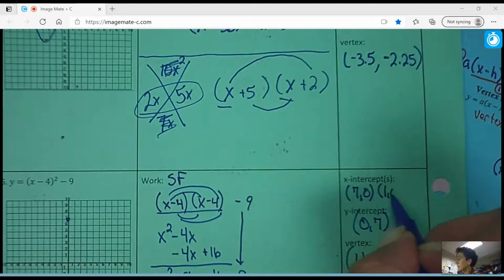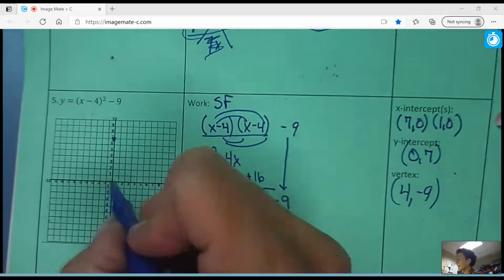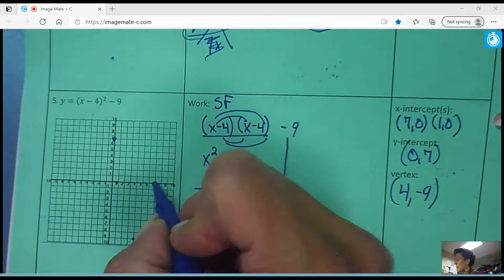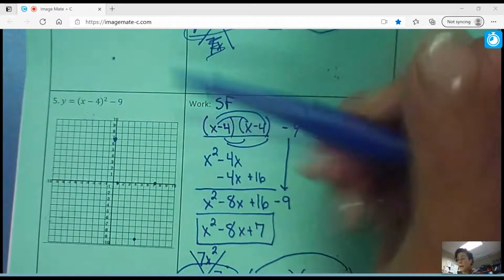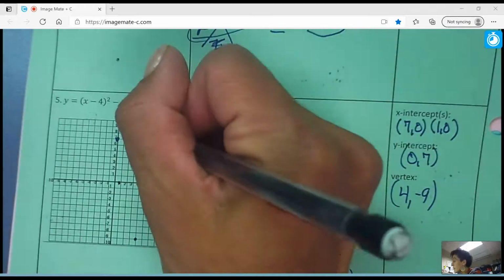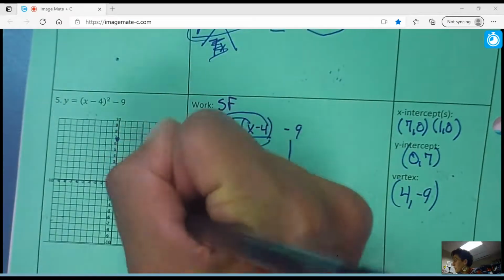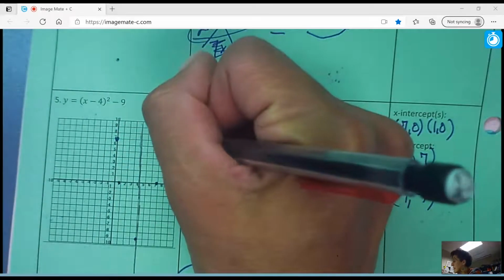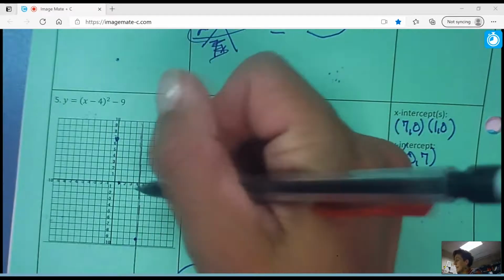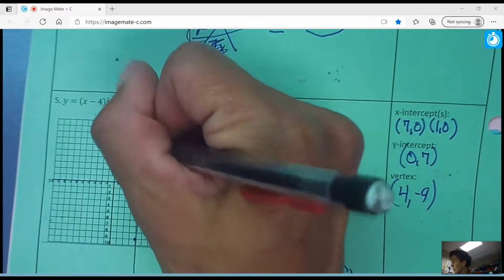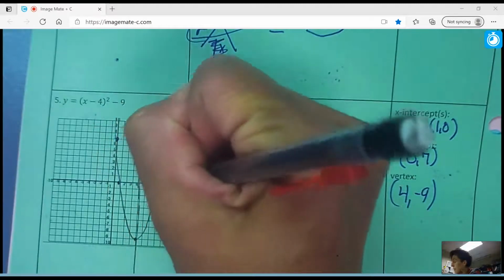and 1, 0. So I'll come over here, here's 1, 0, here's 7, 0, and hopefully you can see that parabola. Remember, if you can't, draw that line of symmetry through the vertex, and then you could get this one's partner point, and these are already set, and then you could make your parabola shape.